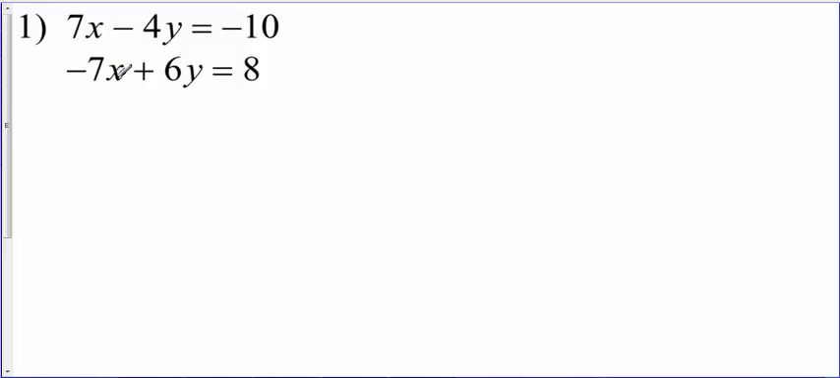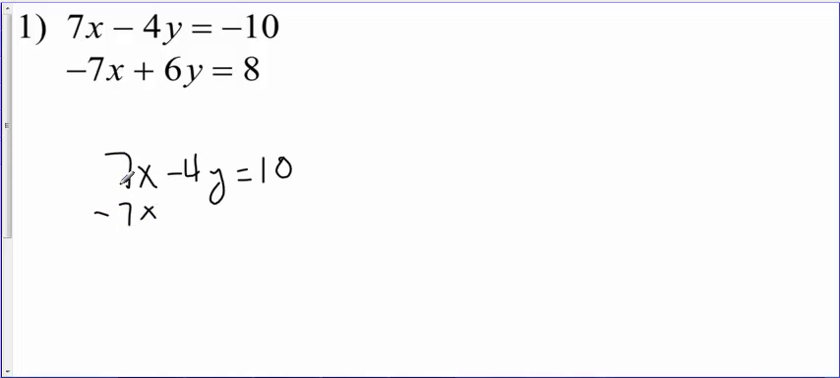If we're looking at this x here, we see that we have a positive 7 and a negative 7. Let's look at the y's. We have a negative 4 and a positive 6. Our goal is to try to get our coefficients of one of the variables the same but opposite signs. In doing so, it allows us to use the process called elimination.